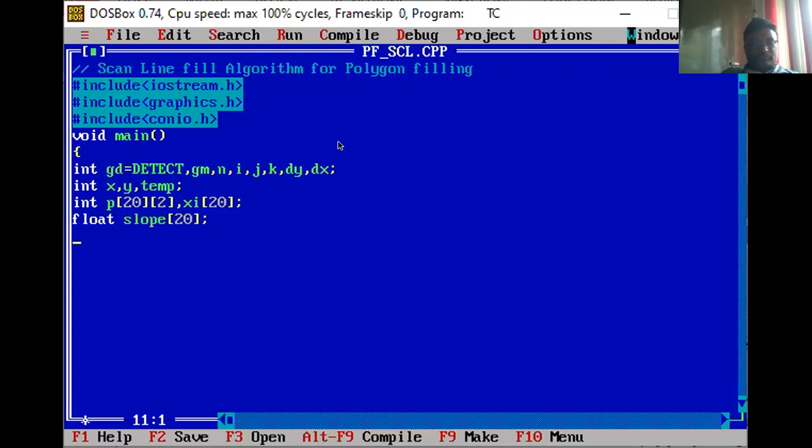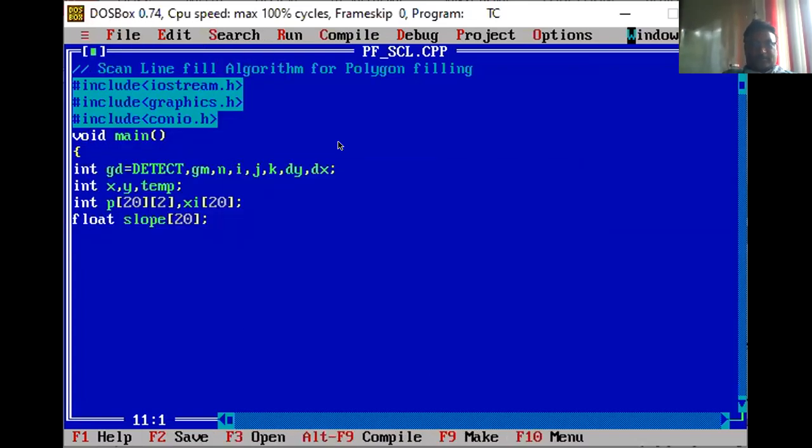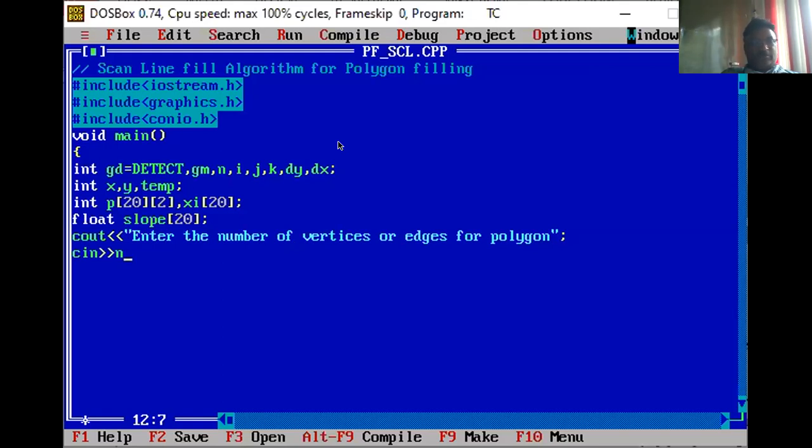Now, first of all, you have to read the polygon. For reading the polygon, first of all you have to write cout: you have to enter the number of edges or vertices of the polygon. Then cin the number of edges, read it into n, store it in n. Then you can enter the coordinates one by one of that polygon.